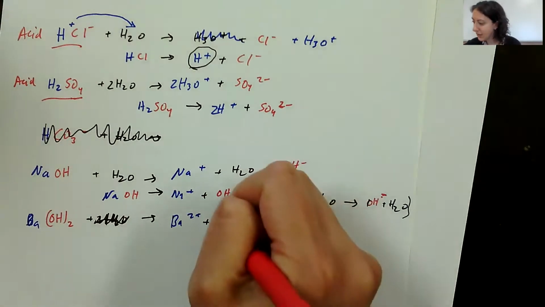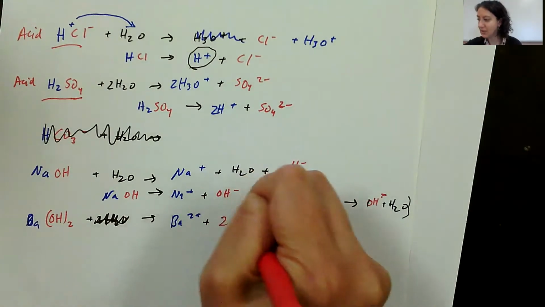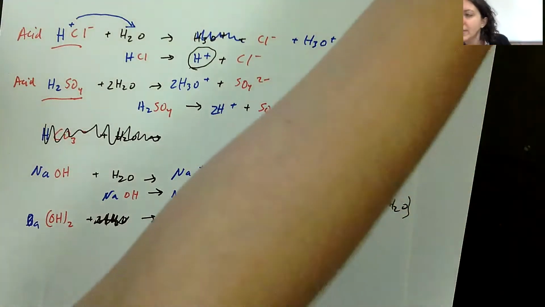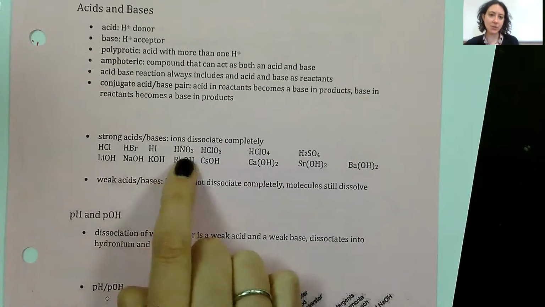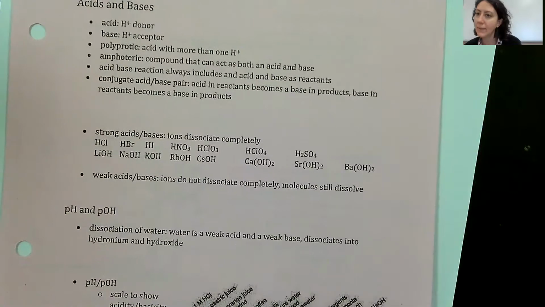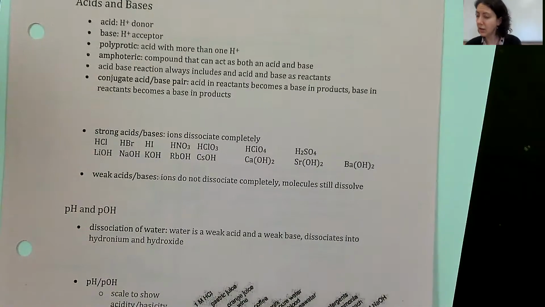So it can get a little bit more complicated than this, but generally speaking, if you see an OH, it's a base. If you see an H+ at the beginning, it's an acid, right? In fact, I have a whole list here. These are a list of strong acids and strong bases, which we'll talk about in a second, but there's a whole list right there. Okay, there are a few more things I want to talk about here.